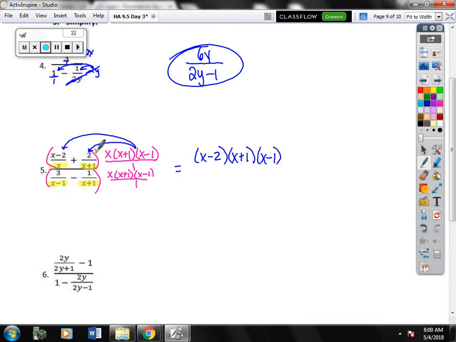Distribute this whole thing to our second. So the x plus 1s would divide out, leaving me with plus 2x times x minus 1. And then in our denominator, the x minus 1s would divide out in our first set. So I'd be left with 3x times the quantity x plus 1. And minus x plus 1's divide out, we'll have x times x minus 1.